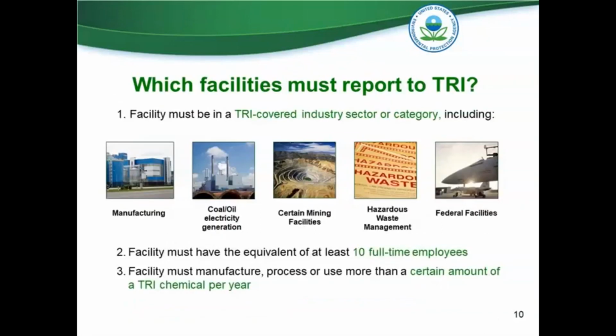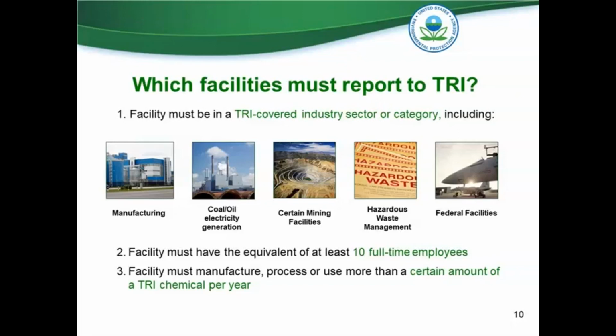So what makes a facility report to TRI? There are 3 reporting criteria that must be met for a facility to be required to report to TRI. First, that facility must be in a TRI covered industry sector or category, and those covered sectors include manufacturing facilities, electric generating facilities that burn coal and or oil to produce electricity, certain mining facilities, hazardous waste management facilities, as well as federal facilities. Second, the facility must have the equivalent of at least 10 full-time employees.